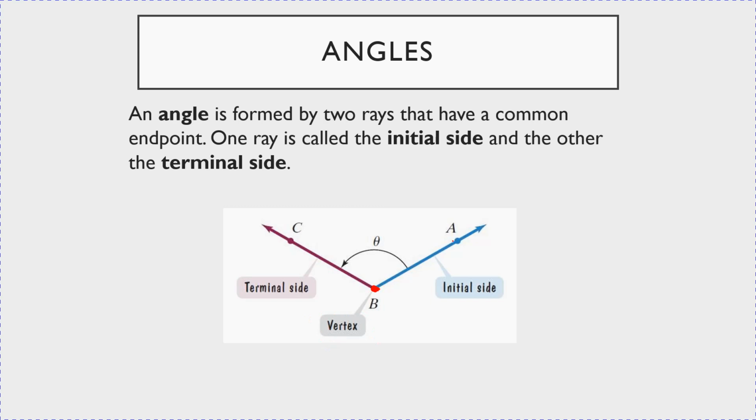So this blue ray here is the initial side. This red ray here, if you want to call it red, is called the terminal side. And we're going to denote this angle, in this case, as angle theta. We can call it angle ABC, or just theta. We're going to stick to the Greek letters often in our lectures for these. If you had taken a geometry class, you would call it angle ABC. But here we're just going to say we have this angle, and this is the Greek letter theta.